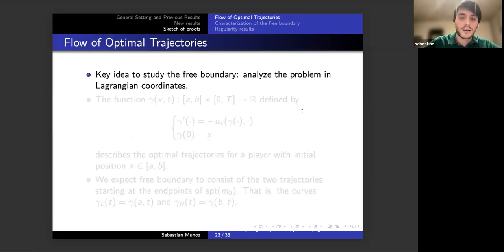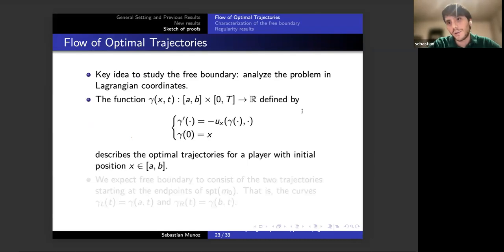And by doing that, I mean that because we have a Hamilton-Jacobi equation, we can look at the characteristics of this Hamilton-Jacobi equation, and these are going to be the optimal trajectories of the individual players. So basically, we can define this flow of optimal trajectories, which is going to solve this ODE, where the right-hand side is going to be minus u_x, which is given by the Hamilton-Jacobi equation.